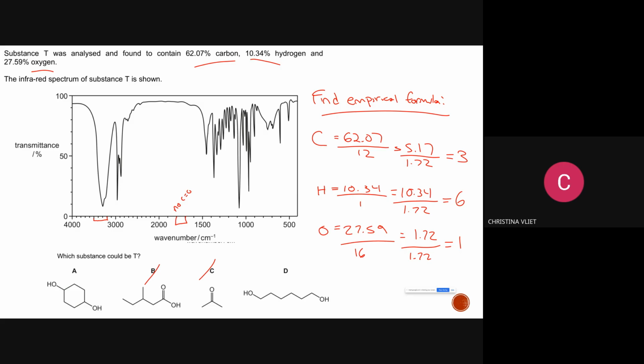So C3H6O1 is the empirical formula of our molecule. Neither of those molecules has 3 carbons. How many do they have? 1, 2, 3, 4, 5, 6, right? So multiply all this by 2. C6H12O2. So which of these is C6H12O2? A. How'd you do that so quick?